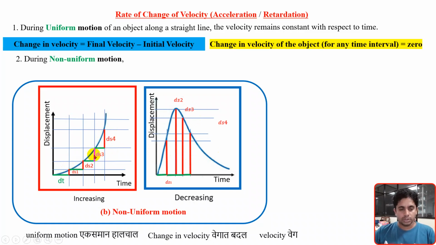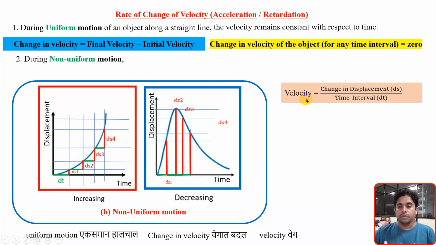Similarly, in this graph also. This graph is an increasing non-uniform motion and this graph is a decreasing non-uniform motion. Here also ds1, ds2, ds3, ds4 are the corresponding changes in displacement of the corresponding time intervals. We know that velocity is equal to change in displacement divided by time interval. Change in displacement we have taken as ds and time interval as dt. Now this is regarding the velocity.